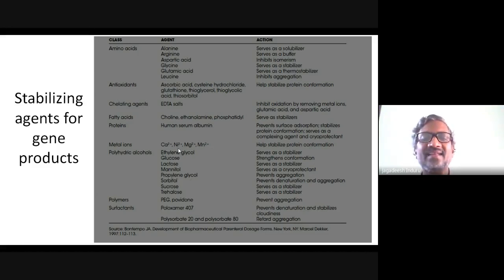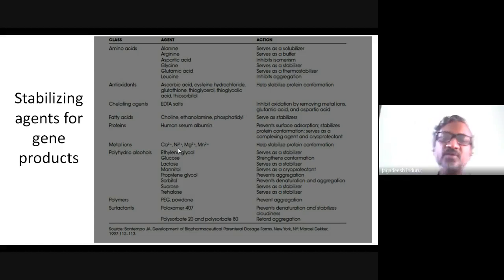If a material has very little weight and is not visible to the naked eye, you need to have a diluent. In that case you need to have this mannitol. It also acts as a cryoprotectant. Propylene glycol prevents aggregation. Sorbitol also prevents denaturation and aggregation. Sucrose serves as a stabilizer. So trehalose, and most of the time these polyhydric alcohols, will also be incorporated in addition to the polymers. Like PEG, which gives reticuloendothelial system escape, we are going to use it, and povidone to prevent aggregation.